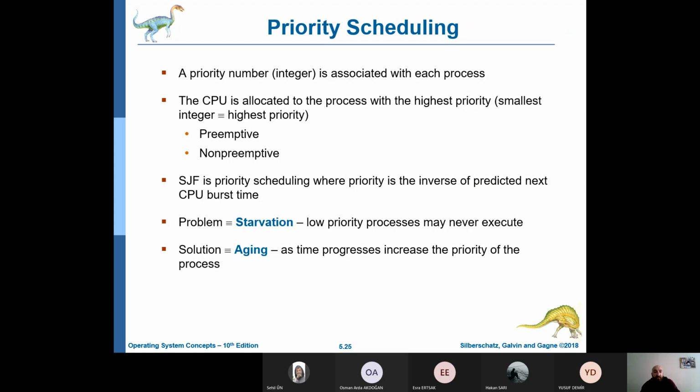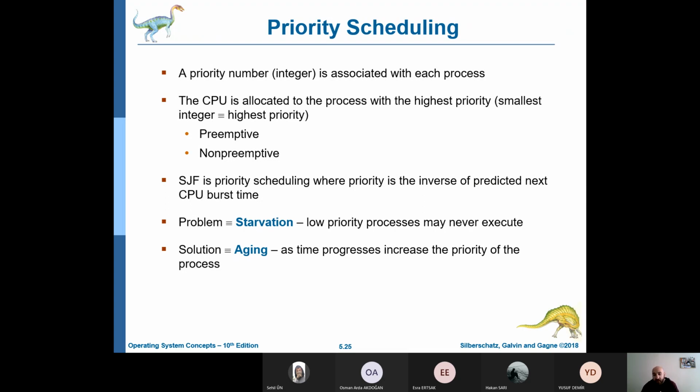Because let's assume that we have a ready queue, and a new process arrives all the time, and all new processes have a priority higher than one of the current processes. So instead of executing that process, we have to execute higher priority processes, so that our low priority process will be blocked in our ready queue. A solution to the problem of indefinite blockage of low priority processes is aging.